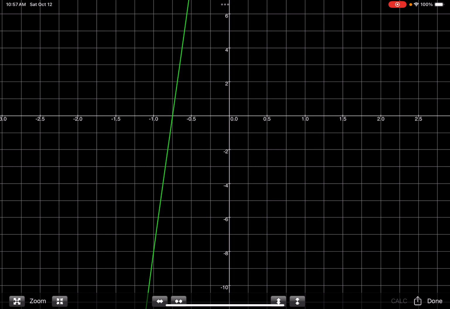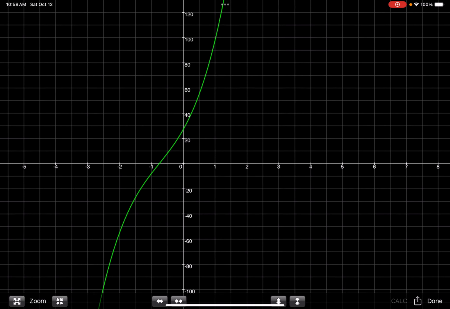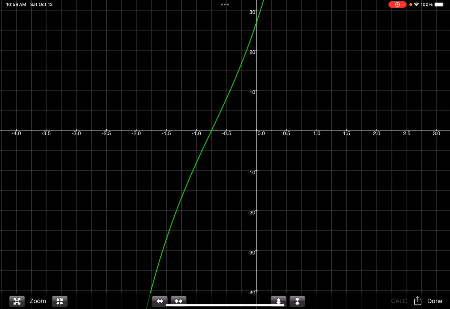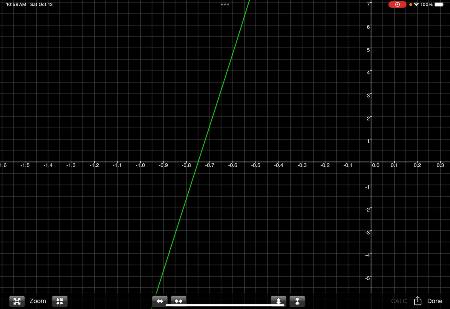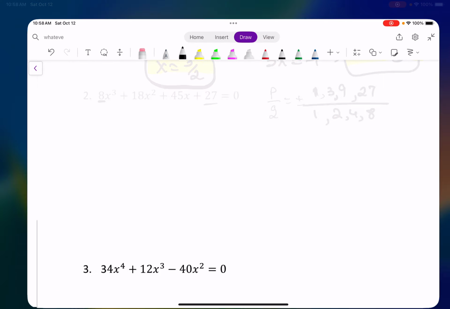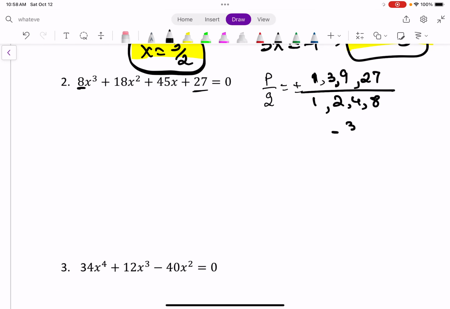All right. So no matter how far out I zoom, I will only see one crossing point. So in other words, there's only one real solution for that polynomial equation. The other two must be imaginary. So as I zoom in more and more, I see negative 0.75. So negative 0.75, that's negative 3/4. So I definitely see that as one of my options, which makes me think that is a good possibility.